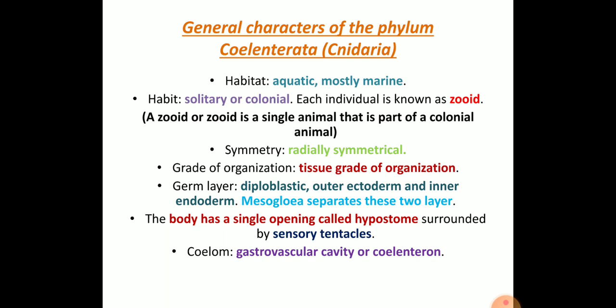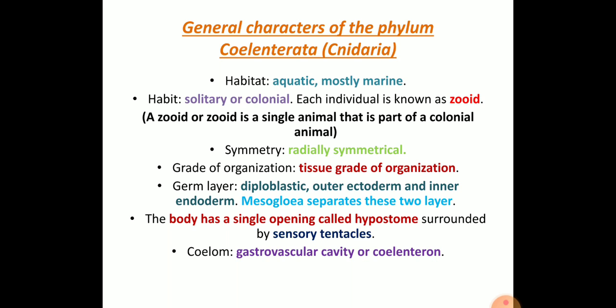Symmetry: it is radially symmetrical. If you cut along its axis, through the radius, it is called radial symmetry. The grade of organization is tissue grade. The germ layers are diploblastic, which means it has two different layers, outer ectoderm and inner endoderm, and the mesoglea separates these two layers.